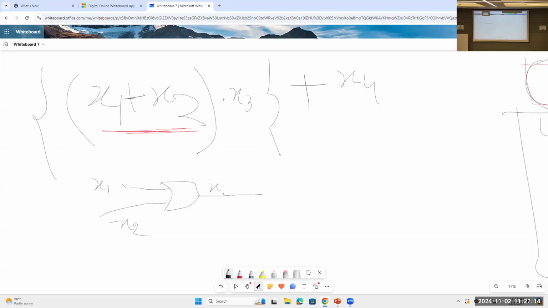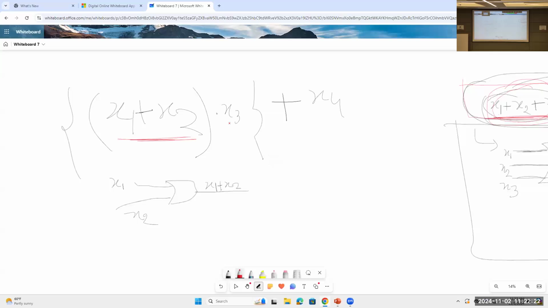And what will we get? x1 plus x2, the output of the OR gate. Now we have done x1 plus x2. Now we will move to x3. Okay. So this is a block. This is one circle, and this is another circle. So we have to multiply these two.